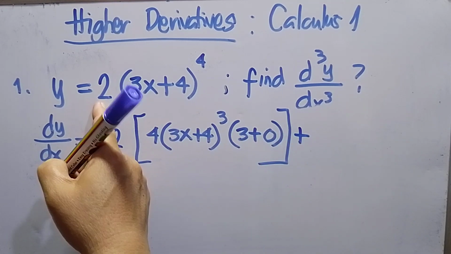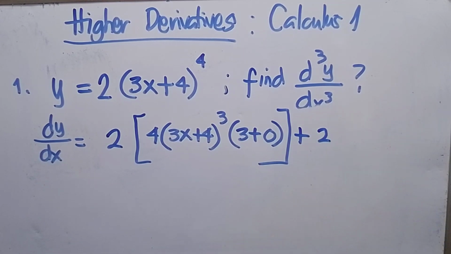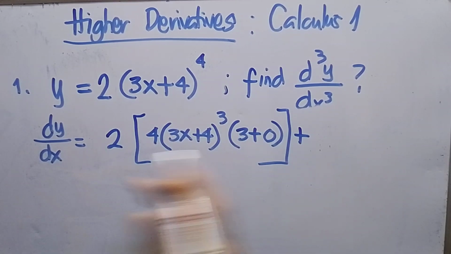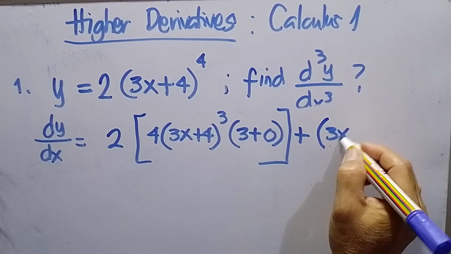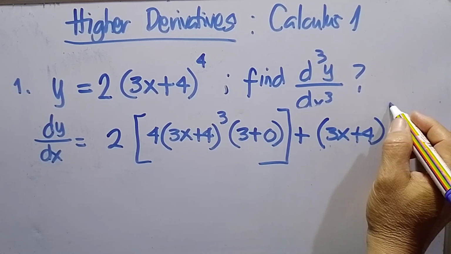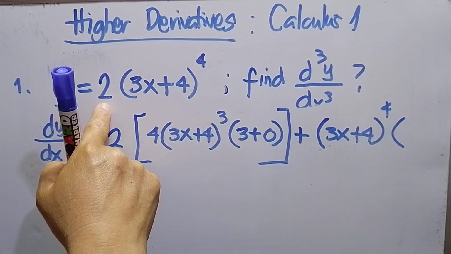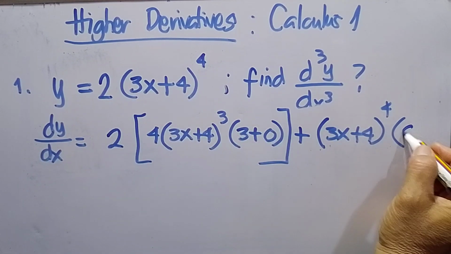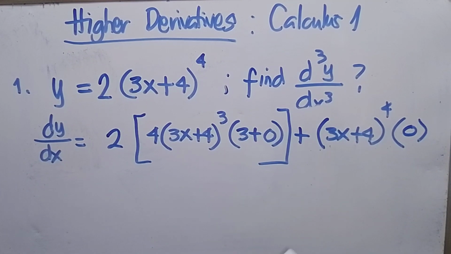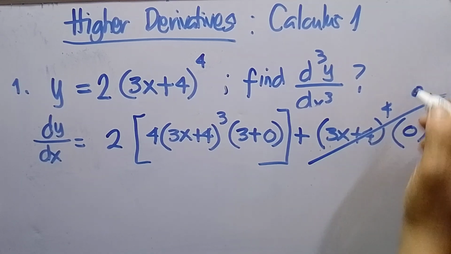Plus, copy the first, copy the second, (3x + 4) raised to the 4th power times the derivative of a constant. As I said, a constant will be equal to 0. So note that this will be equal to 0.